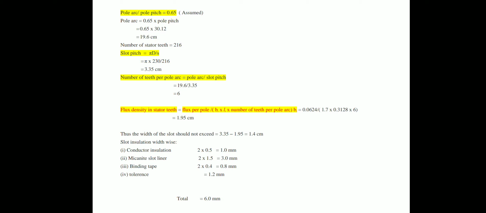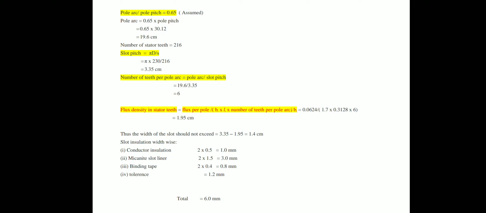Now flux density in a stator tooth is equal to flux per pole divided by Bt into Li into number of teeth per pole arc. Put the values: 0.0624 divided by, in the same bracket, 1.7 into 0.3128 into 6. The result is 1.95 centimeter. Thus the width of slot should not exceed 3.35 minus 1.95, which is equal to 1.4 centimeter.